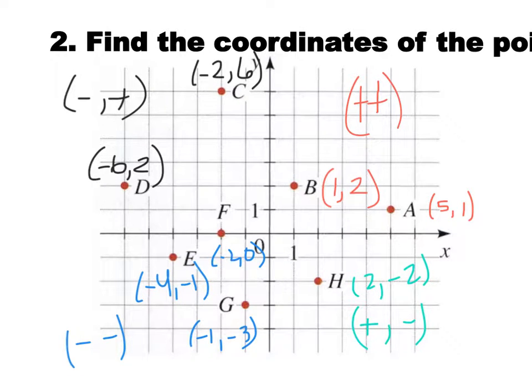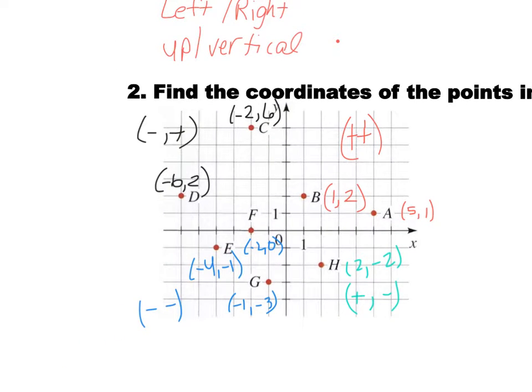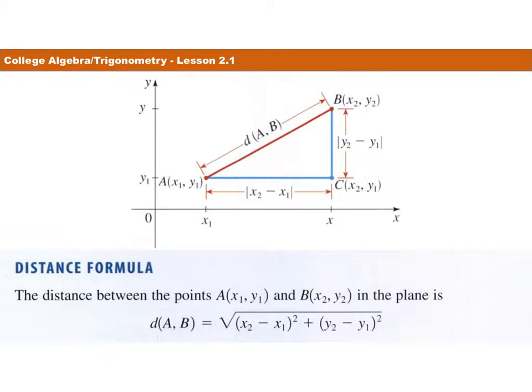It's really important, guys. Signs make a huge difference. They tell you if it's to the left or to the right, up or down. Anything that's positive is either going to be right or up. Anything negative is left and down. So think about that. As we go through this, we're not going to plot many points. We're just getting ourselves a reminder. We are going to be talking today about distance and midpoint.